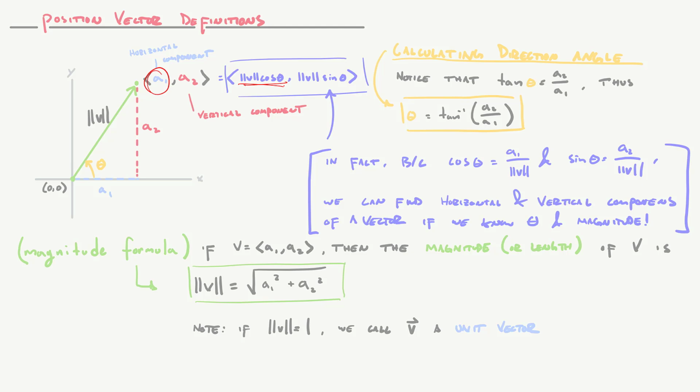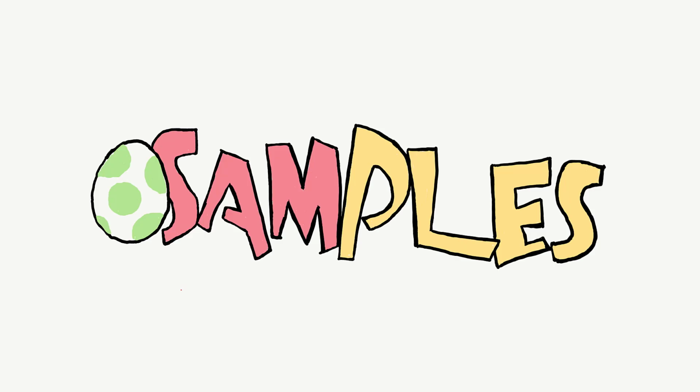So there is a ridiculous amount of information on this screen, but these are all the main formulas that we're going to use for today: finding components, calculating a direction angle, finding the magnitude. So let's do some examples.